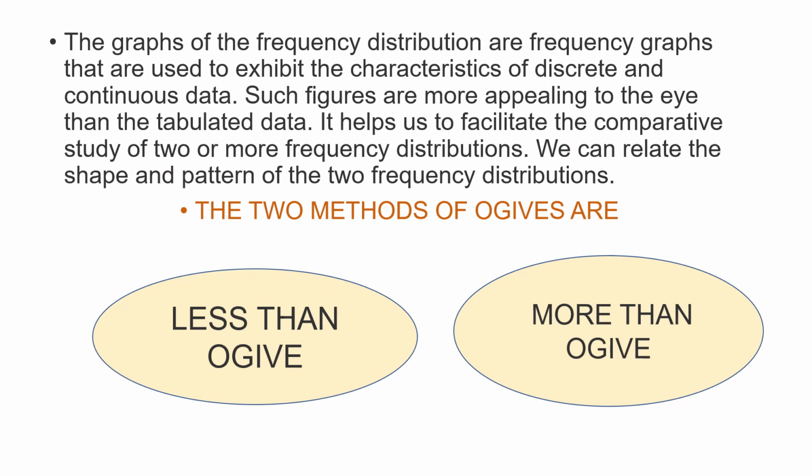Let us discuss less than ogive and more than ogive. The graphs of the frequency distribution are frequency graphs that are used to exhibit the characteristics of discrete and continuous data. Such figures are more appealing to the eye than the tabulated data. It helps to facilitate the comparative study of two or more frequency distributions. We can relate the shape and pattern of the two frequency distributions.